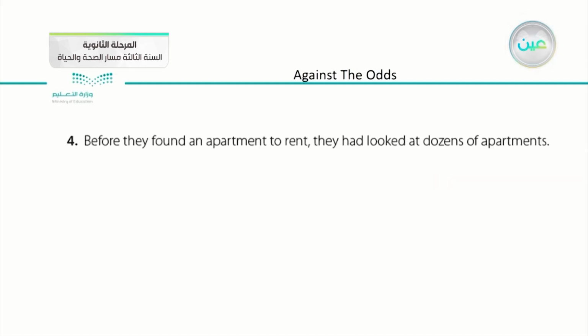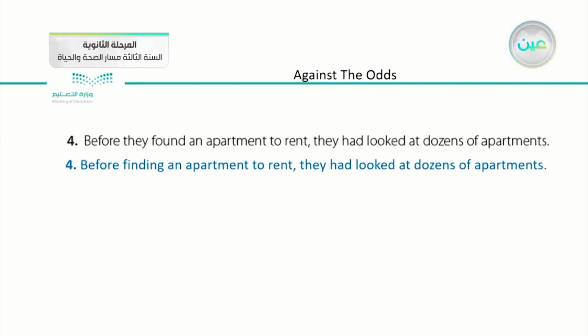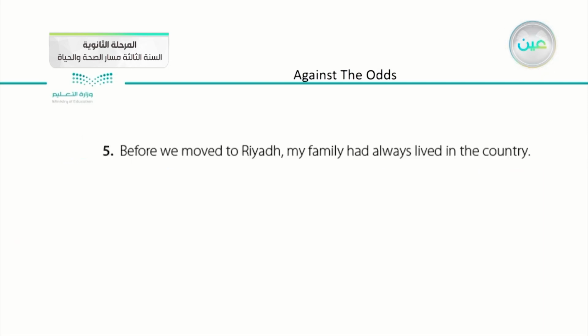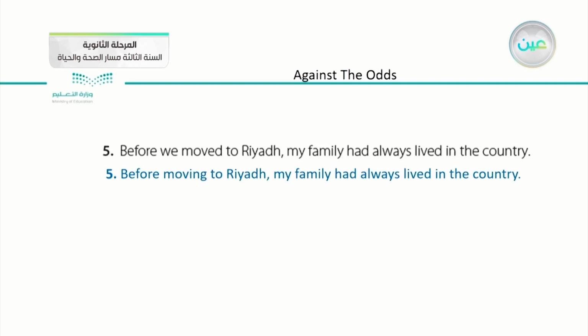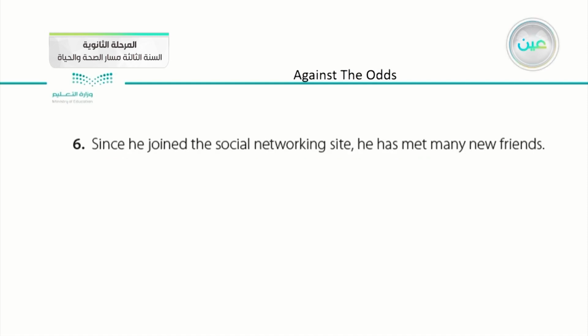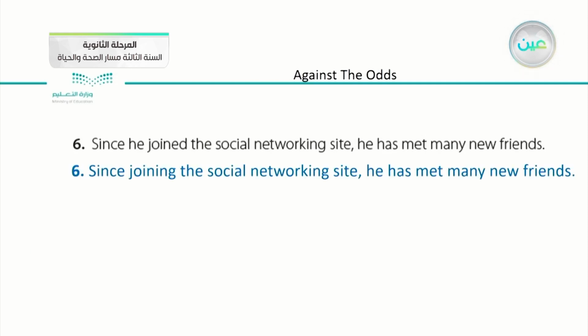Number 4, before they found an apartment to rent, they had looked at dozens of apartments. Here we have before. We take out the word they. Before finding an apartment to rent, they had looked at dozens of apartments. Number 5, before we moved to Riyadh, my family had always lived in the country. Before moving to Riyadh, my family had always lived in the country. Number 6, since he joined the social networking site, he has met many new friends. Since joining the social networking site, he has met many new friends.